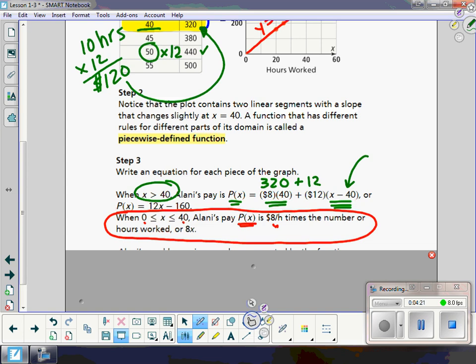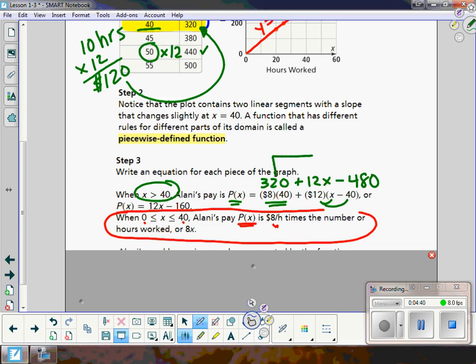Simplifying this, 320 plus 12 times the quantity x minus 40. If we distribute the 12, it's going to give us 12x minus 12 times 40 is 480. We could simplify it further by taking 320 minus 480, which gives you 12x minus 160.